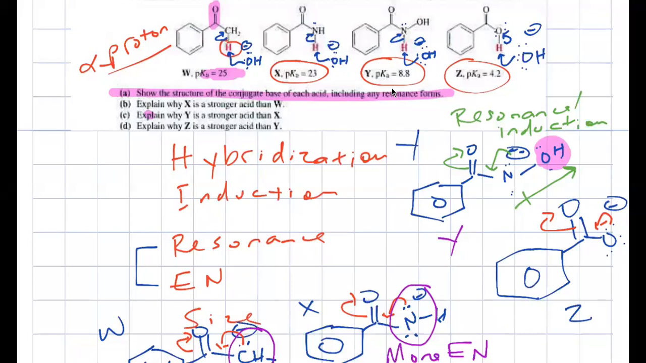Anybody? Why Z is a better acid than Y? Well, how many more times acidic is Z than Y? I think 10^4.6. Okay, so about 10,000. You said 4.6? Yeah, 4.6, so let's round up to 5. So about 10^5, 100,000? Yes. About 100,000 times more acidic. Just based on the fact that the negative charge is better suited on oxygen than it is on nitrogen, even with the induction that's in Y, Z is still the better answer.